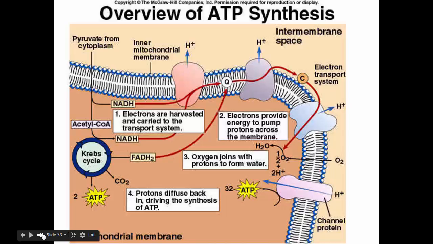Just another overview. Start up here in the cytoplasm. Glycolysis takes glucose and transforms it into pyruvate, or pyruvic acid, that gets sent into the mitochondria. That pyruvic acid goes through the Krebs cycle. Okay. The Krebs cycle produces a little bit of ATP, but most importantly, produces NADH and FADH2, these electron transport molecules. They get sent over to the electron transport chain, pump hydrogen ions out, and hydrogen ions come back in, forming ATP along the way.